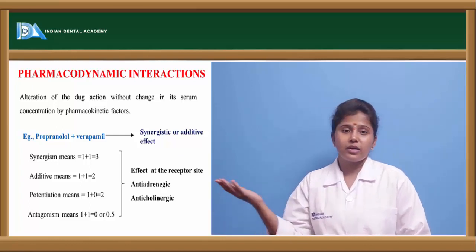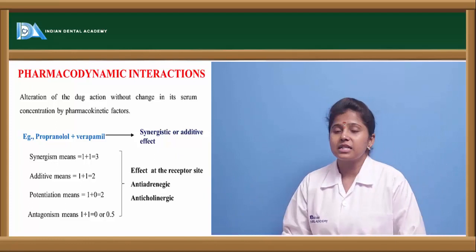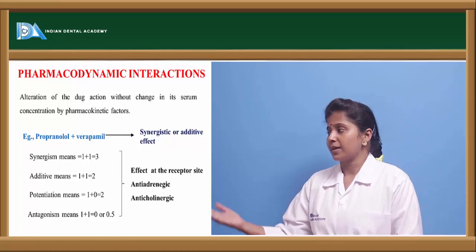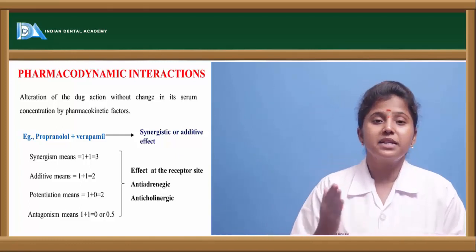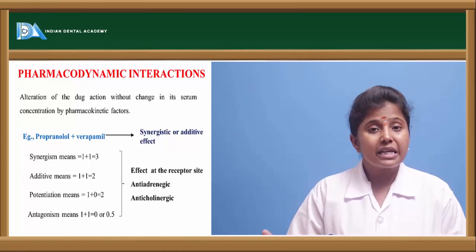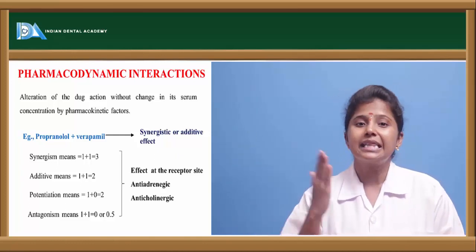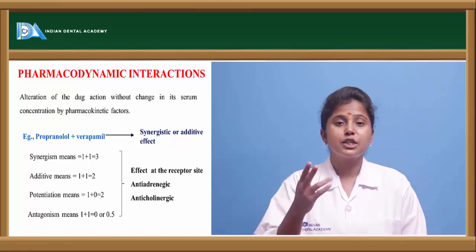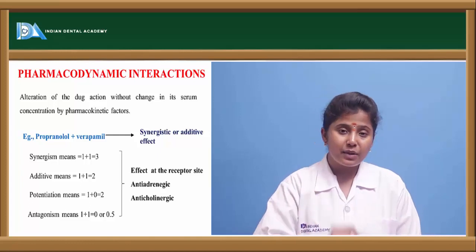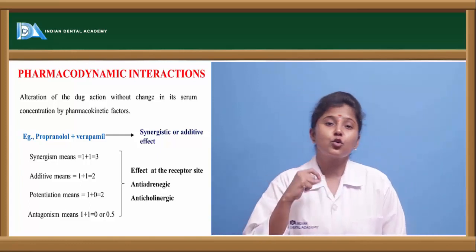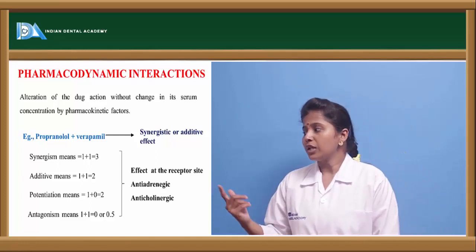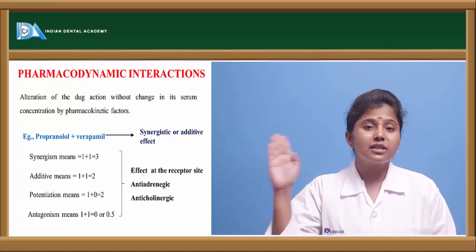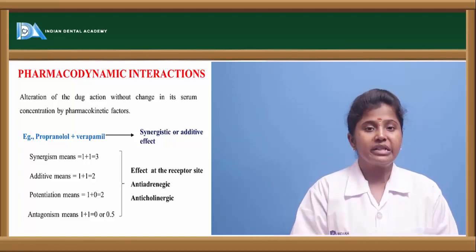If we see some logical equations, synergism means an additive, or addition, effect. 1 plus 1 is equal to 3. What is the net result? It is showing more potency than the sum. And if we see the additive effect, 1 plus 1 is equal to 2. In the sense, it is showing the double effect, whereas synergism shows more than the double effect. Potentiation means 1 plus 0 is equal to 2. If we give one drug molecule, it shows the double effect without combining with any other drug.